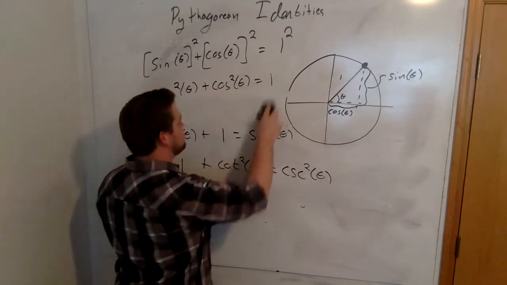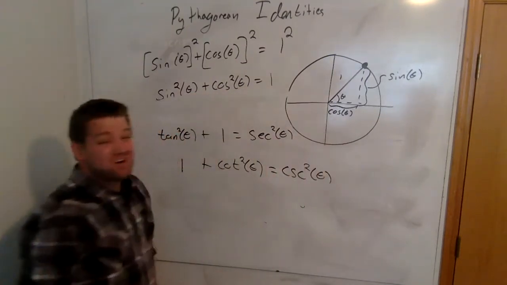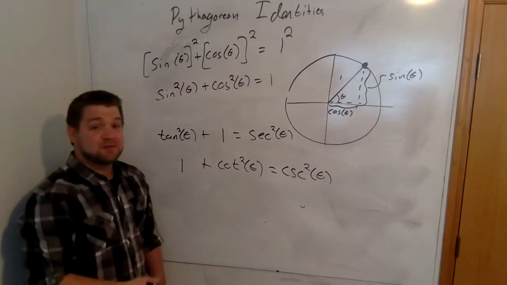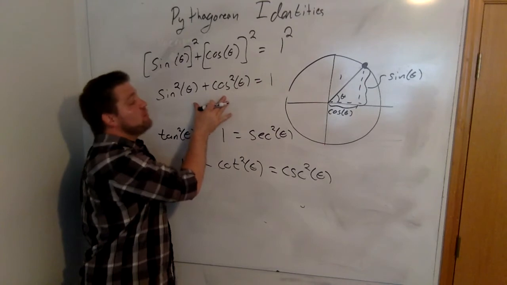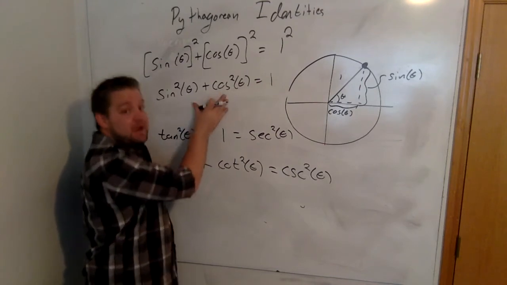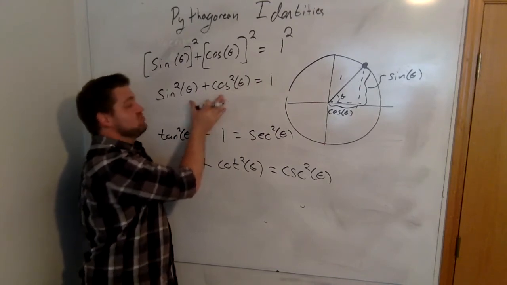Okay, we have to have these down. These aren't going away anytime soon. What's my recommendation for memorizing this? You should know this. This should make so much sense to you that this is just the Pythagorean theorem on the unit circle, that you should never forget it.